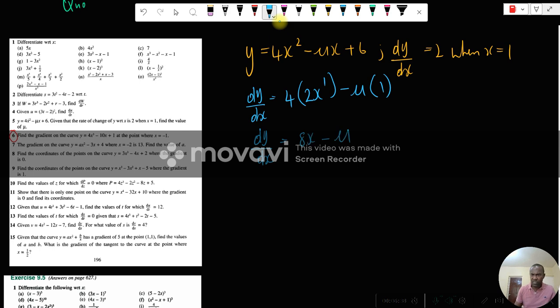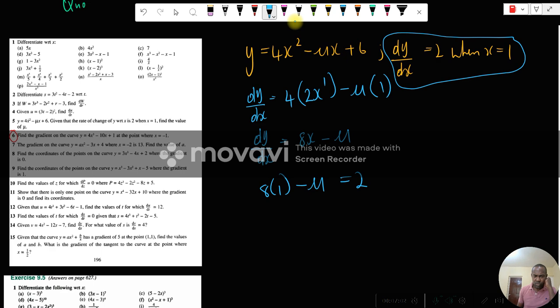But of course, we're given that dy by dx is equal to 2 when x is equal to 1. So if we apply that, we say dy by dx equals 2 when x is equal to 1, and we substitute x equals 1. So we get 8 times 1 minus mu, and that will be equal to 2. Therefore 8 minus mu is equal to 2. And we know that when you subtract 6 from 8, you get 2. So this clearly means that mu is equal to 6. Therefore the value of mu is equal to 6.